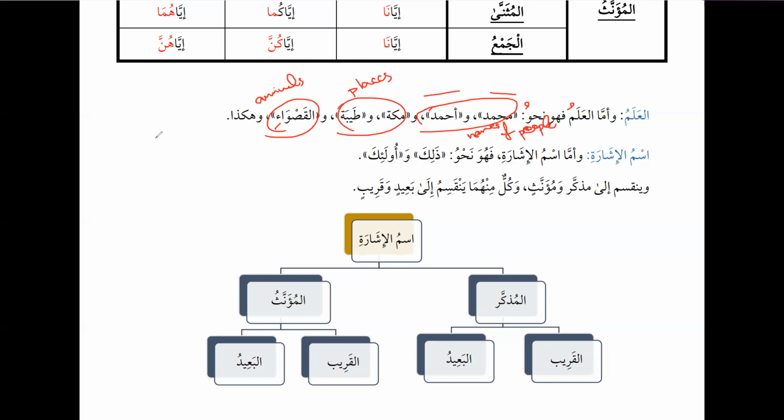And if you have something that you have given it a name, some people give their cars some name because they love their cars, so they give it a name. They have a key, they give the key a name. They might have some tool that you use, and they might give it a name. That would also be considered a proper noun. So that's all that alam is. Proper nouns. Muhammad, Ahmad, Makkah, Taiba, Qaswa, names of persons, places, animals, whatever.